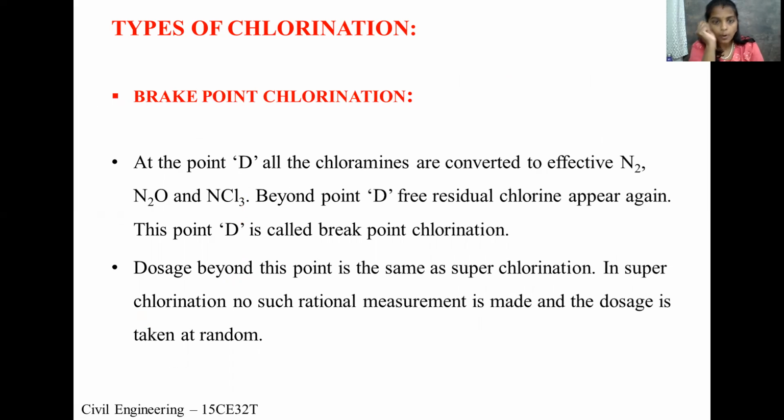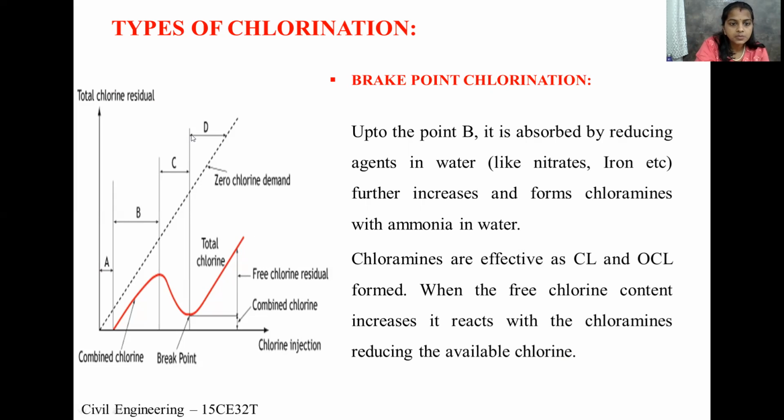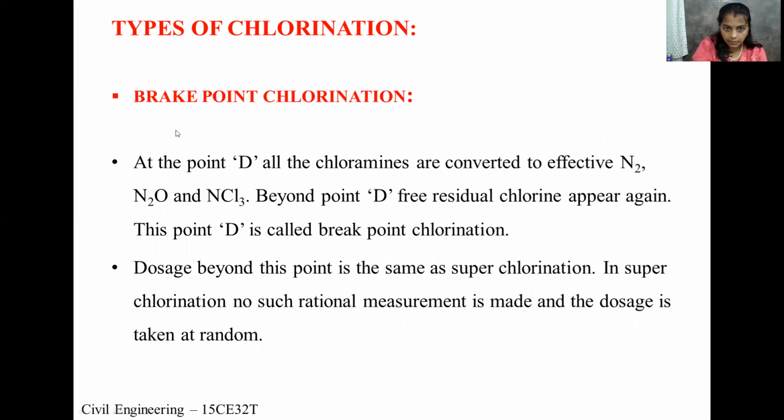And next, at the point D, let us go to the previous slide. Yes, at this point, see the graph. At this point D, all the chloramines are converted to effective N2, N2O and NCl3. Nitrates get converted. So beyond point D, free residual chlorine appears again. This point D is called breakpoint chlorination. Dosage beyond this point is same as superchlorination.